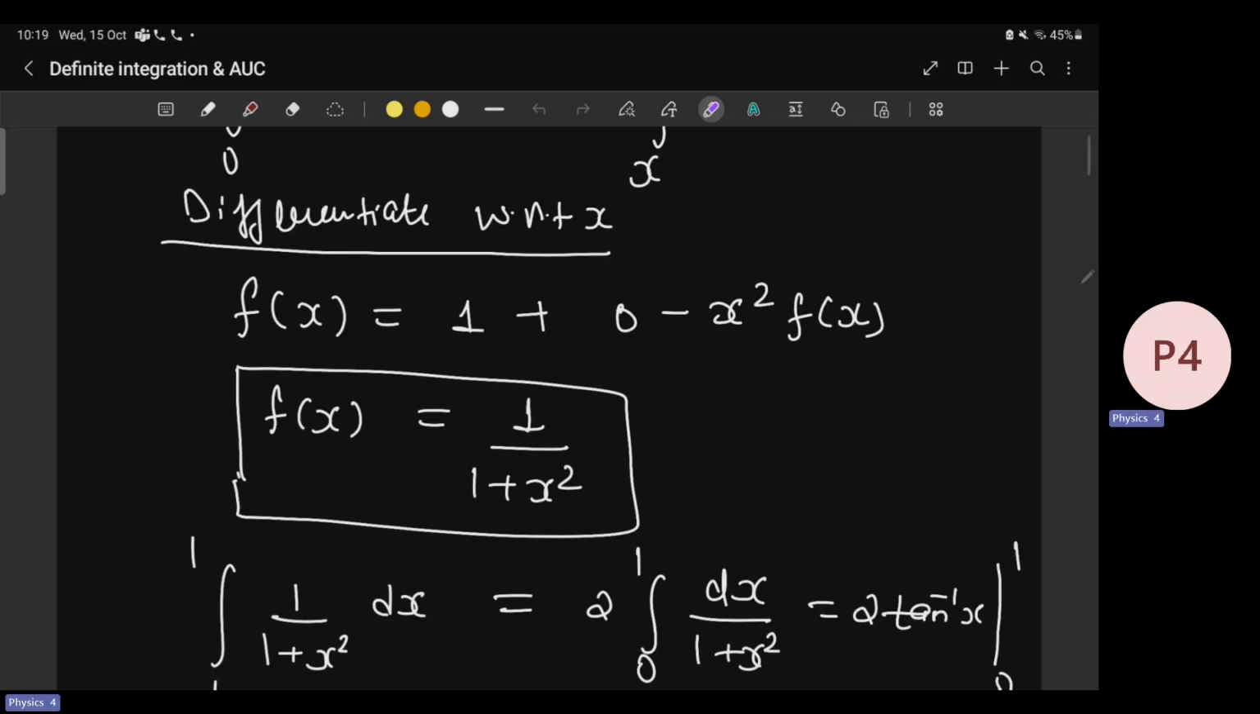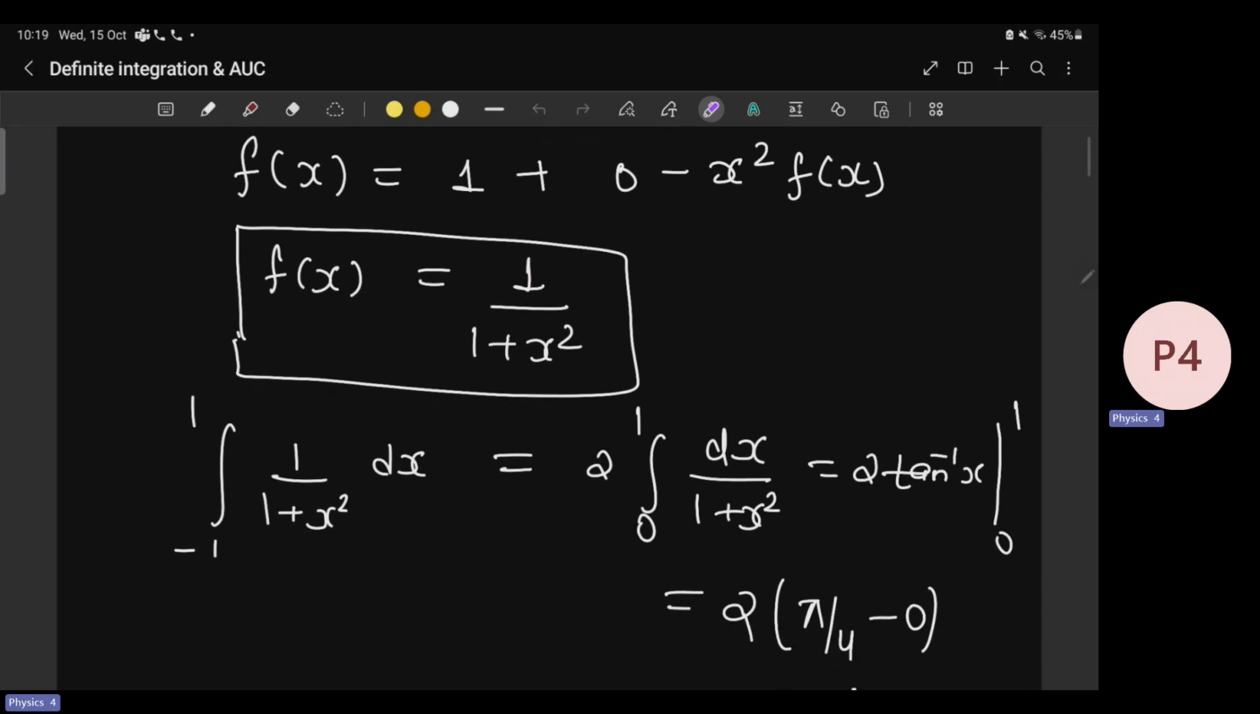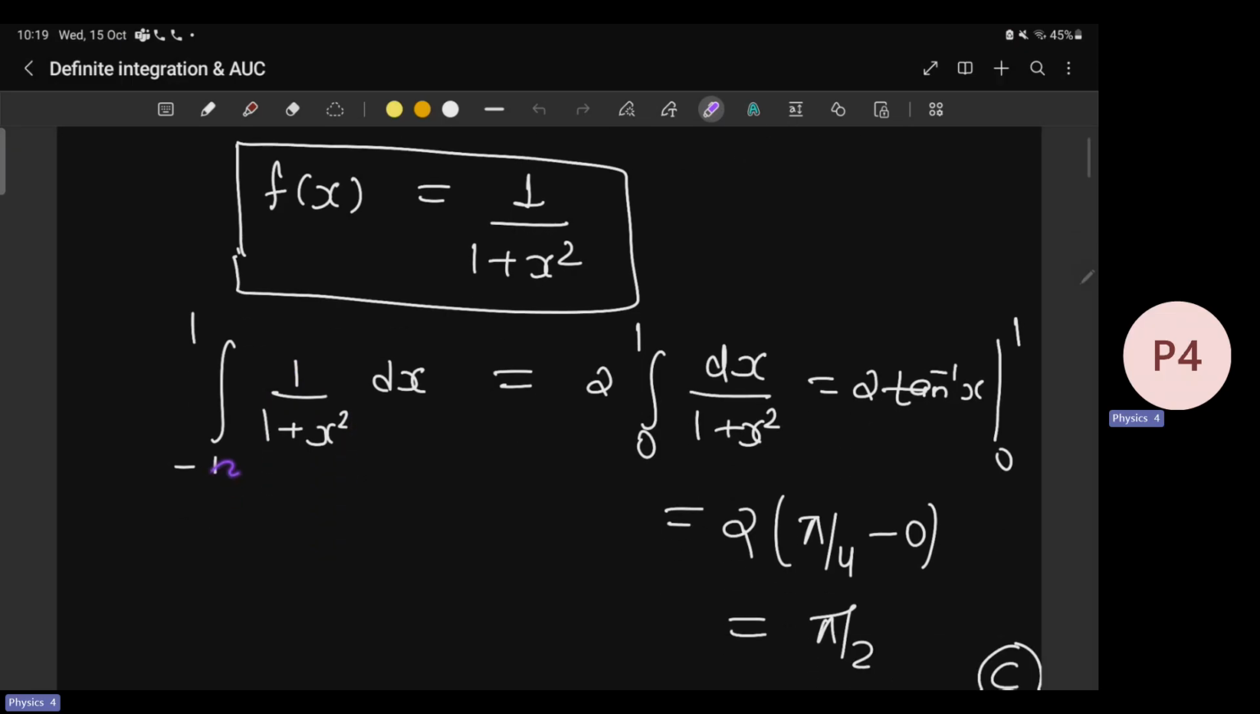So from here, taking this to the other side, we get f of x equals 1 upon 1 plus x square. All right. Now we have to find the integration of f of x from minus 1 to 1. f of x is an even function. So we can write the integral from minus a to a of f of x dx is equal to 2 times the integral from 0 to a of f of x dx. So this is 2 times the integral from 0 to 1 of dx upon 1 plus x square.